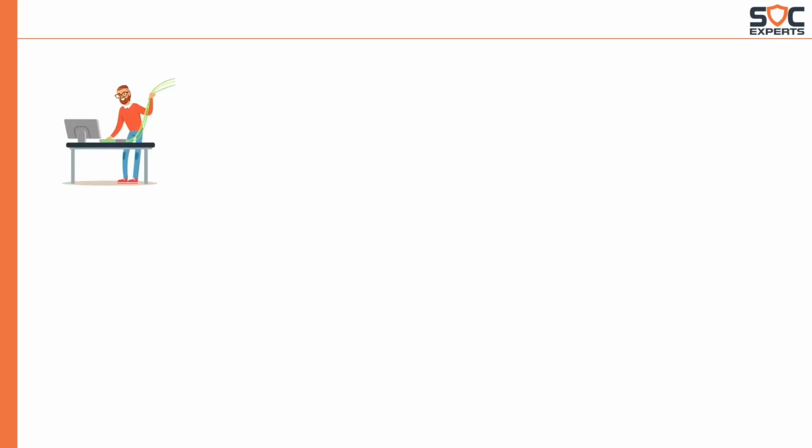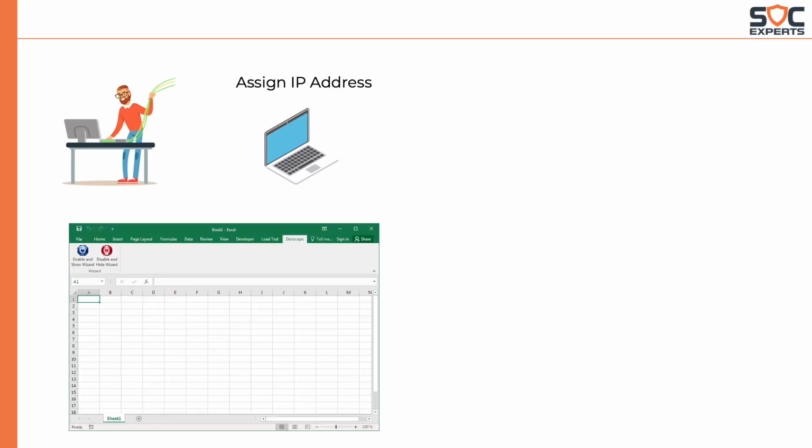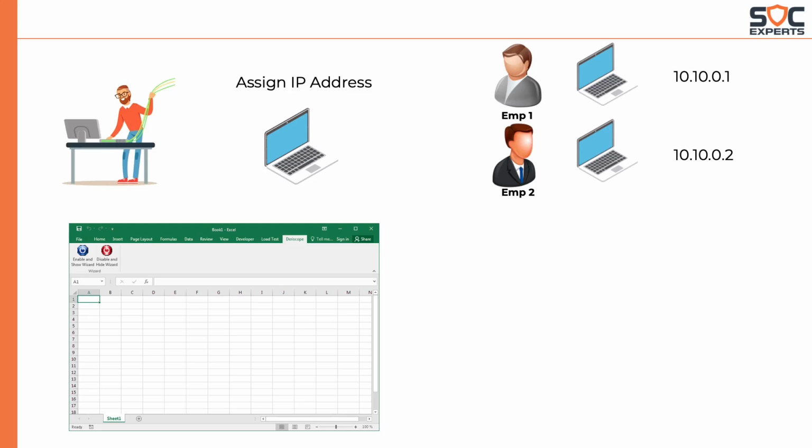Let's assume the network admin assigns an IP address to every computer manually. He keeps track of what IP address is assigned to what computer and to which user in a spreadsheet. So when employee 1 joins, he will be assigned a computer with an IP address of 10.10.0.1. Employee 2 will get a computer with 10.10.0.2. Employee 3 will get 10.10.0.3, and so on.